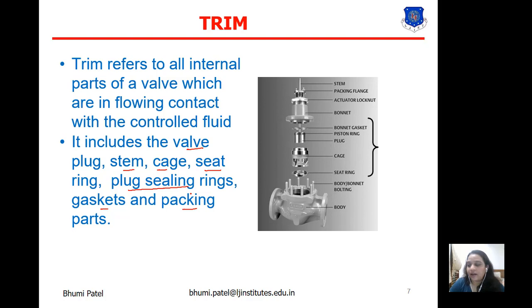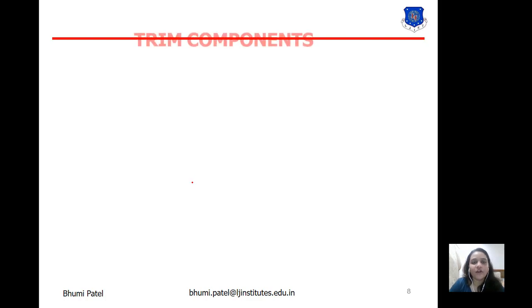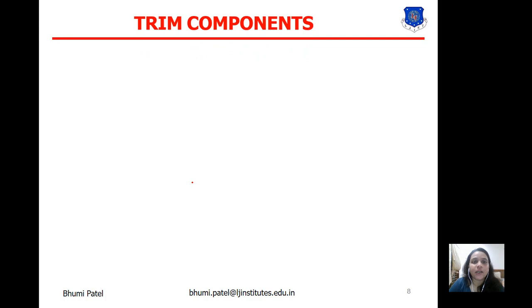Here you can see that one type of control valve is given. This is the stem of the control valve. It is connected through the valve, and this is the body. Starting with the bonnet and ending with the upper side of the body, whatever is connected is known as the trim part of the control valve. So mainly it includes the valve plug, stem, cage, seat ring, plug sealing rings, gasket and packing parts. Now one by one we will explain the trim components.